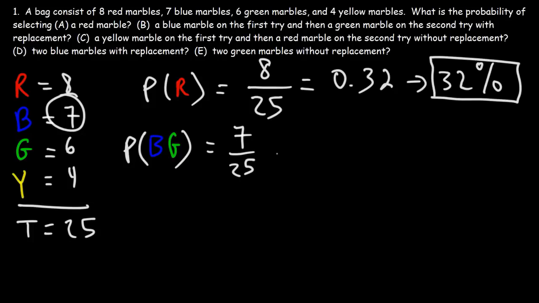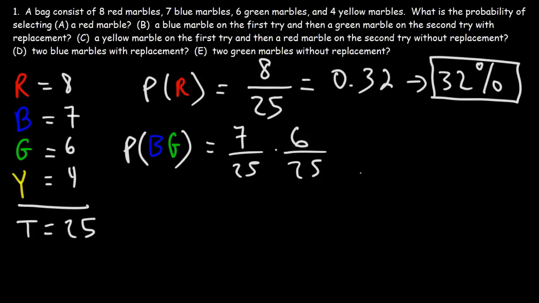Now, what about the green marble? Well, we need to understand the expression with replacement. So that means that once we select the blue marble on the first try, we're going to put that blue marble back in the bag. So we still have a total of 25 marbles. And there are 6 green marbles. So the probability of getting a green marble will be 6 out of 25.